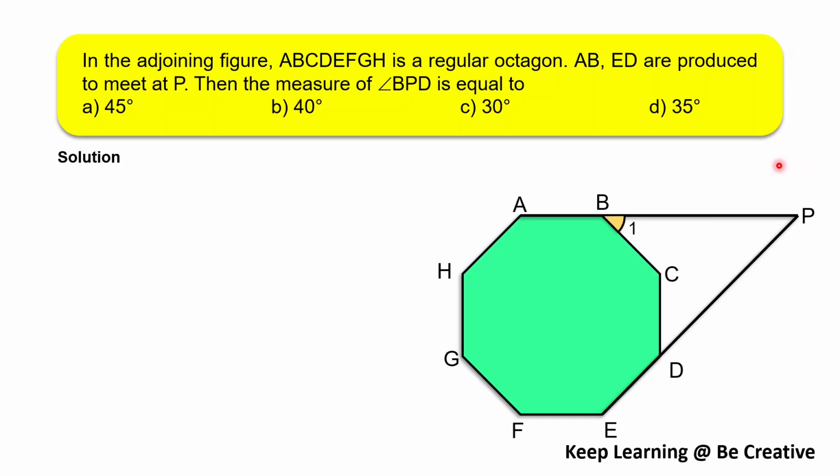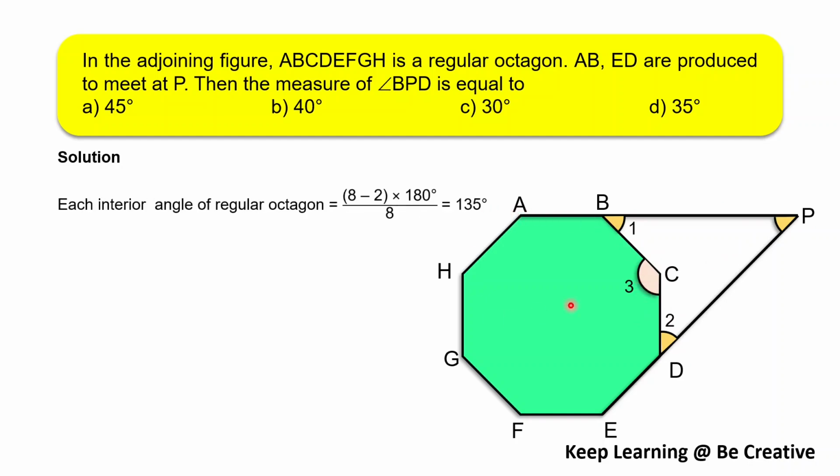Here we mark the required angles. Let us mark this angle as angle 1, this is angle P, this as angle 2, and this angle as angle 3, which is the interior angle of the octagon. Now since this is a regular octagon, we can find each interior angle of this octagon as 135 degrees. So we can mark this angle as 135 degrees.